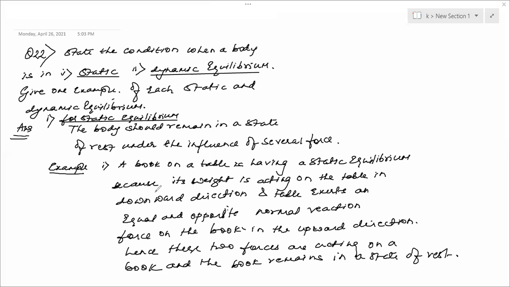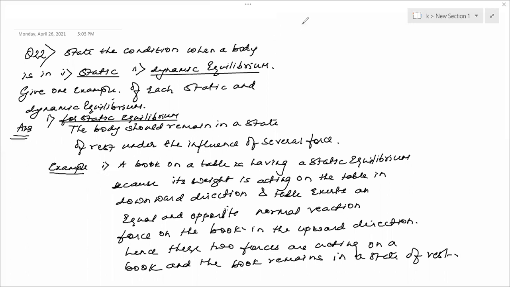See, I told you in the beginning, a book on a table is in static equilibrium because its weight is acting on the table in a downward direction, and the table exerts an equal and opposite normal reaction force on the book in the upward direction. Hence, these two forces are acting on the book and the book remains in a state of rest. Correct? So naturally, why it is in static equilibrium, I hope people understood. Then what is the next one?